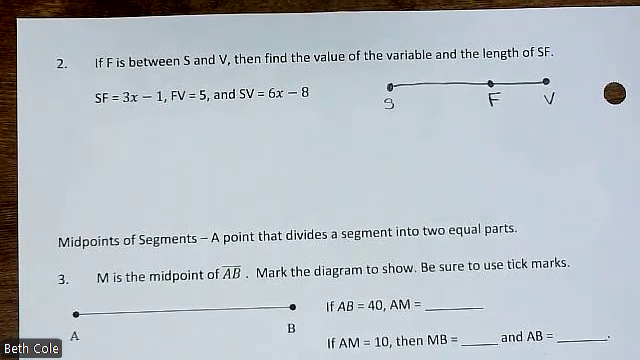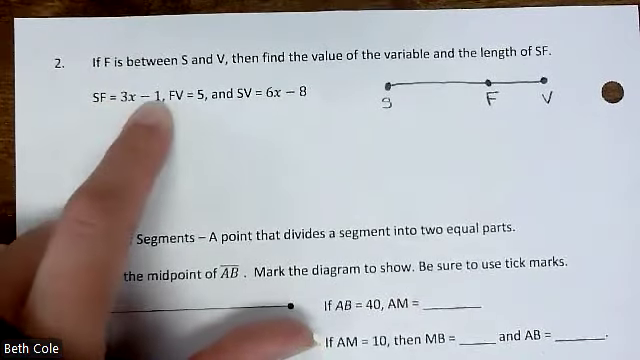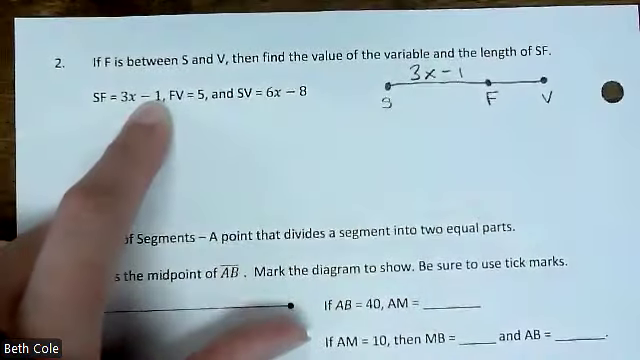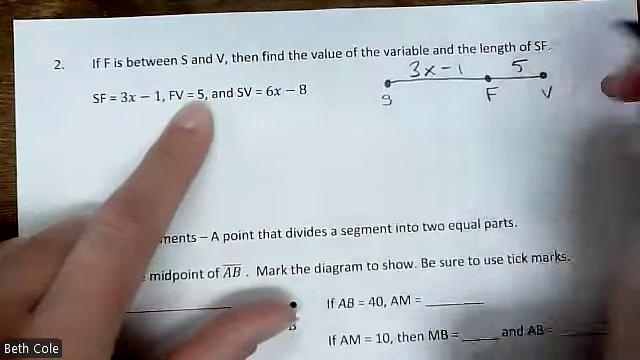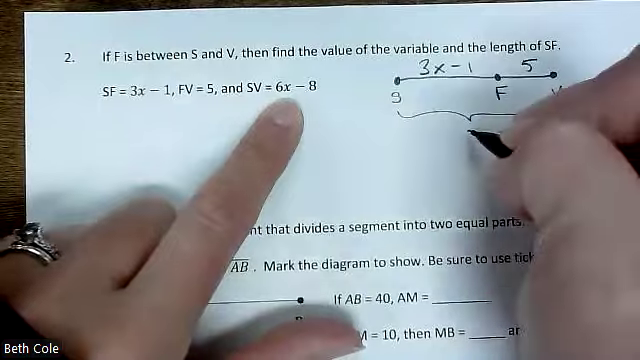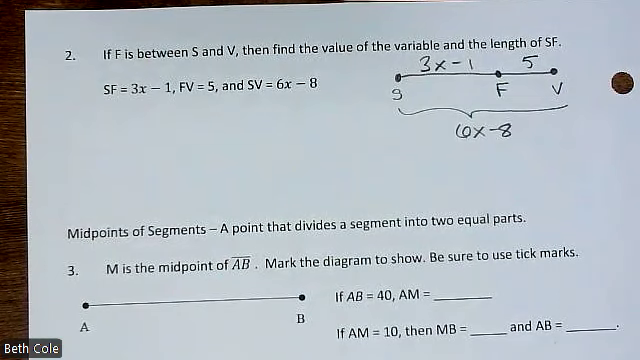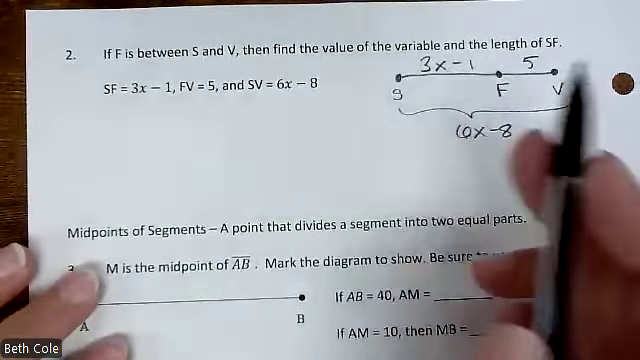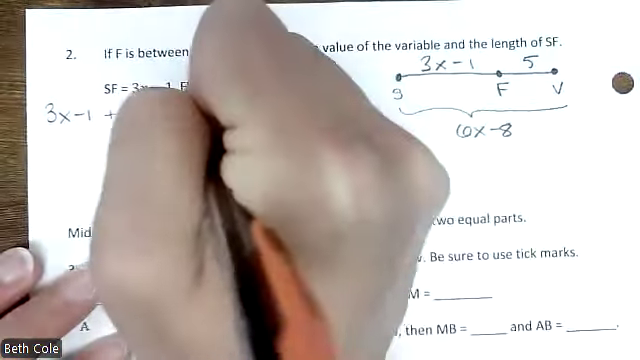Just good enough. All right, now we're going to label all our things. SF is 3x minus 1. So this part is 3x minus 1. FV is 5. And then it says SV, which is the whole thing, is 6x minus 8. So again, if you have common sense, which most of geometry is, because it's like shapes and stuff, you'll be able to put it together. So how would we set up this one? Good. Plus 5 equals, yep, the whole thing.